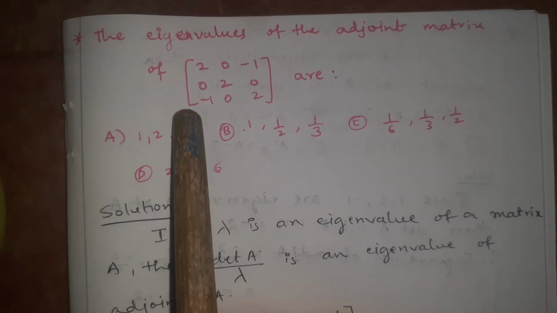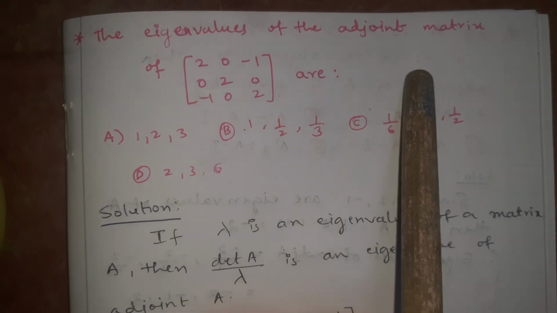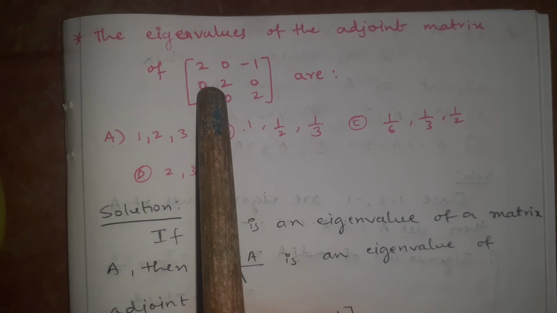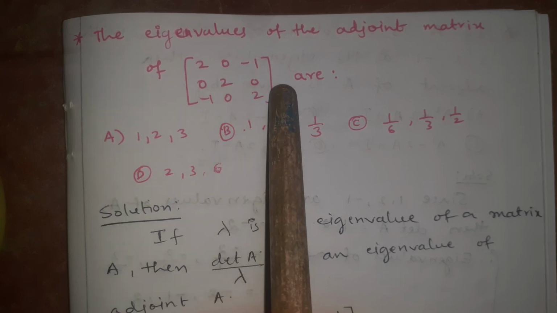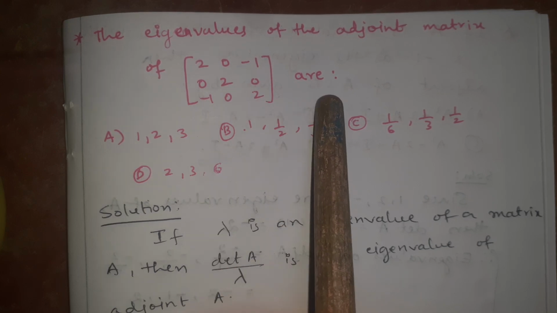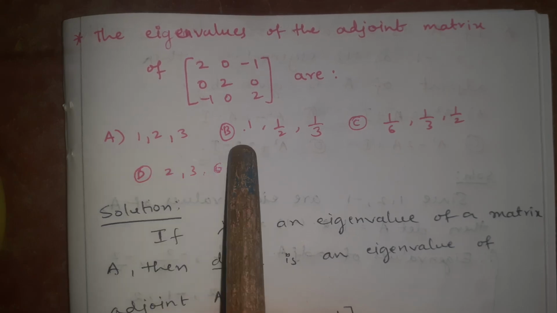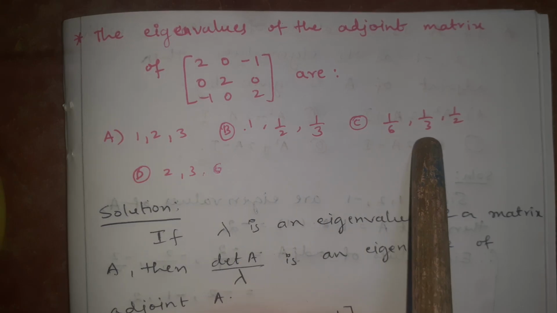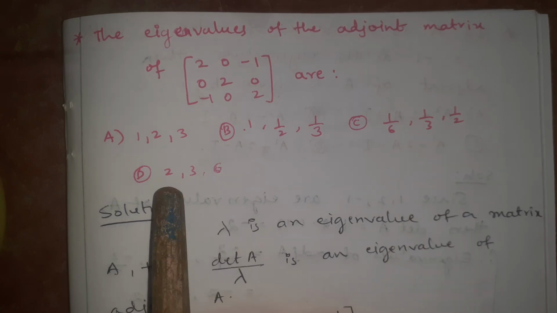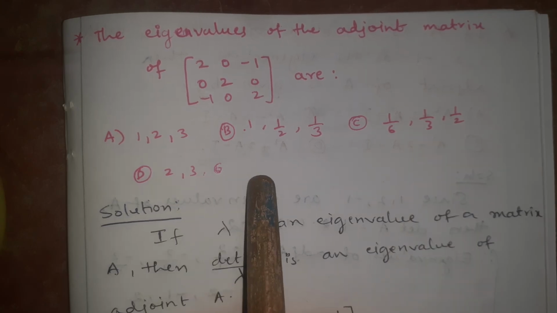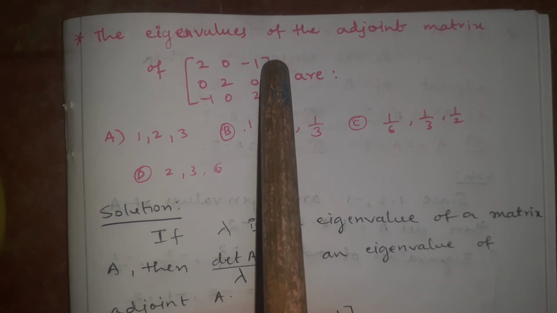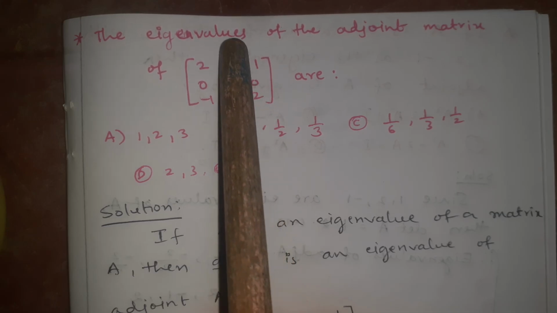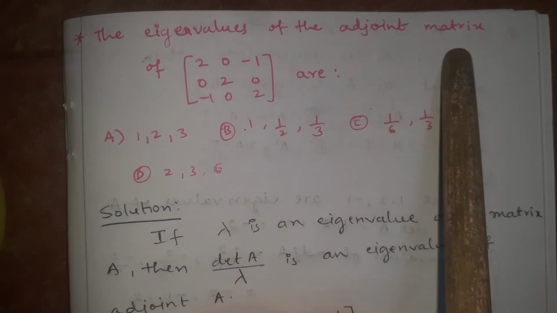Next question. The eigenvalues of the adjoint matrix of the matrix 2, 0, minus 1, 0, 2, 0, minus 1, 0, 2 are: option A 1, 2, 3, option B 1, 1 by 2, 1 by 3, option C 1 by 6, 1 by 3, 1 by 2, option D 2, 3, 6. Okay, so here they have given the matrix A. We have to find the eigenvalues of the adjoint matrix.